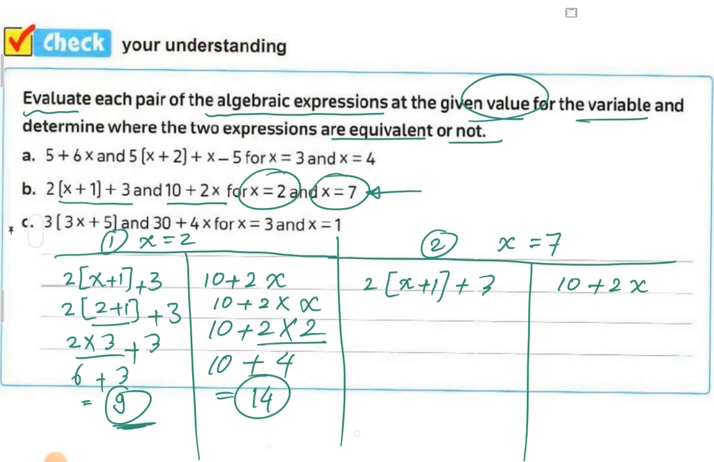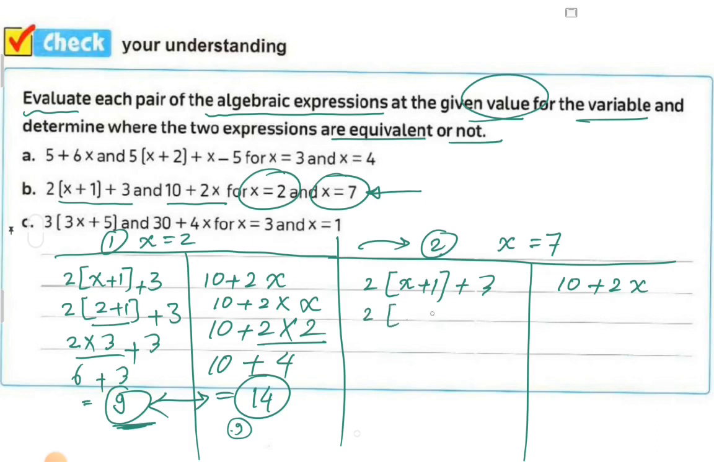Now I can decide that these two expressions are not equivalent because from the first trial there is not the same result when I substitute x equal 2. But if they are the same, I need to go to the next substitution to be sure if they are equivalent or not. Maybe if you find that this is 9 and this is 9, in this case you have to do the next substitution. Okay, try it.